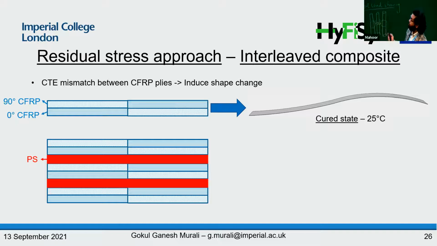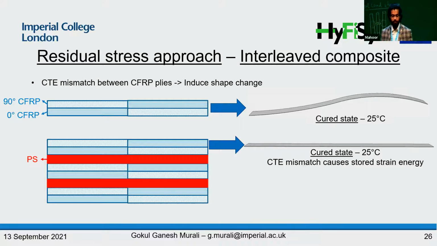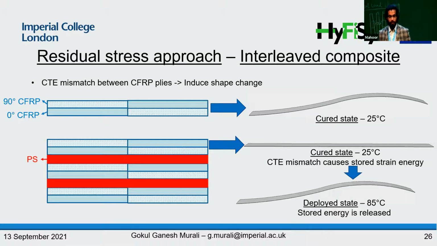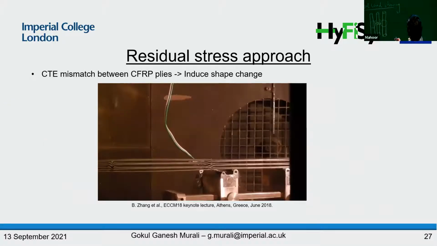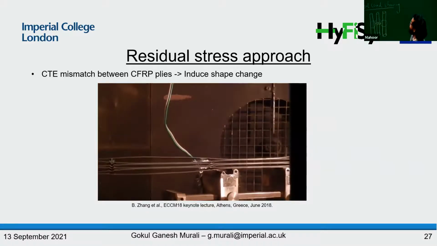When we interleave these composites with polystyrene, the stiffness of the composite now goes so high that the composite wants to deform, but because of the high stiffness, it will not be able to deform. So it will initially stay flat when we cure it, but then upon heating, the polystyrene layer will soften, and the pairs of CFRP layers will be free to deform, and we could achieve shape deformation like this. Here's a quick video showing shape deformation from an almost flat shape to a mesh shape.